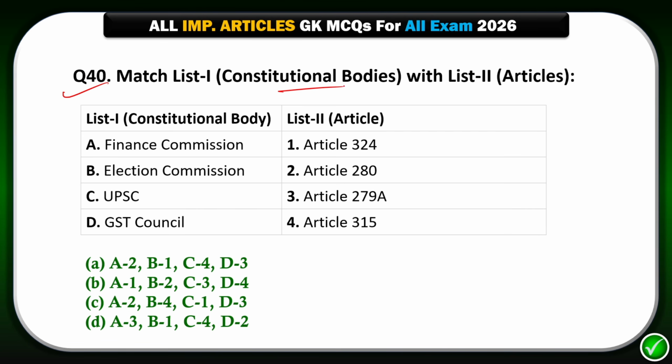Match list 1, constitutional bodies with list 2 articles. Finance Commission, Election Commission, UPSC, GST Council. Finance Commission is related to Article 280, Election Commission Article 324, UPSC Article 315, GST Council Article 279A. So option number A is the right answer.